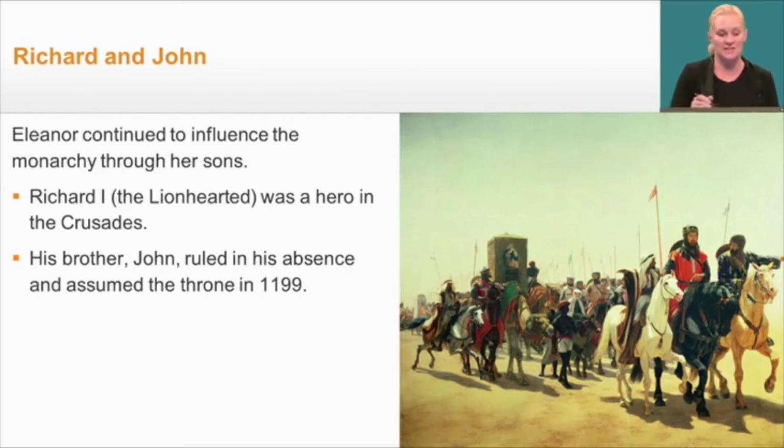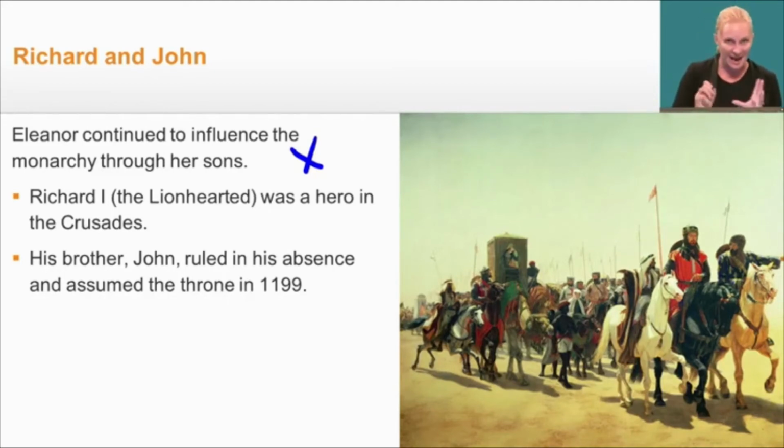Eleanor continued to influence the monarchy through her sons. Now, Richard I, he was known as Richard the Lion-Hearted. He was a hero in the Crusades, but he had a younger brother named John. And John would rule in his absence until he would assume the throne in 1199.